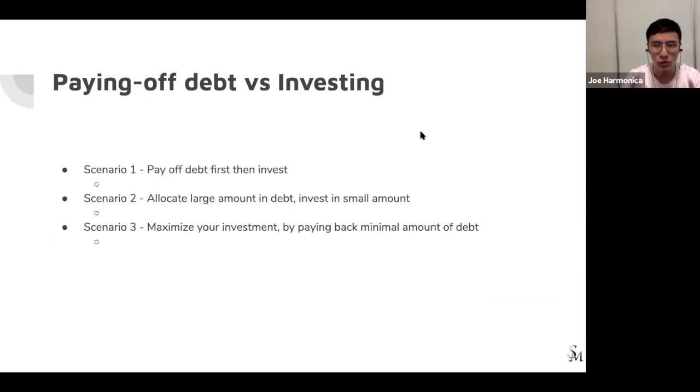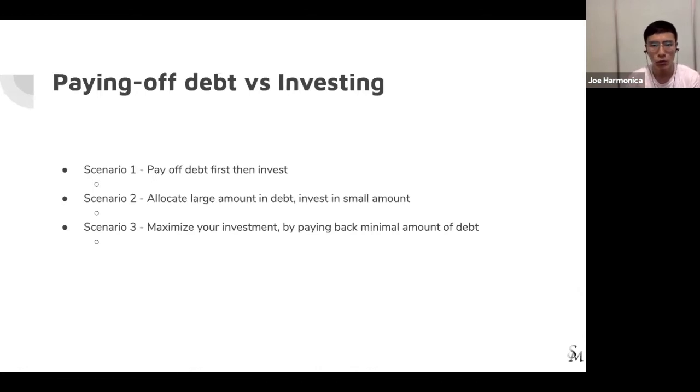So there are 2 more scenarios. Second scenario, you allocate most of your funds to paying off your debt, then invest a very small amount into your investment for the long run. Meaning if you have $1,000, you put $900 in your debt and invest $100 every month.